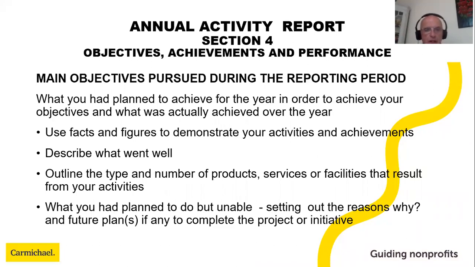Be open and be factual about why you didn't achieve certain objectives fully during the period under review. Use the facts and figures to demonstrate your activities and achievements. Once you use facts, nobody can criticize you. Funders won't criticize you. If the funder didn't give you the money until June or July and you had planned to start in March, well, the facts are that you got the money in July, even though you had an expectation that you might get it in March.